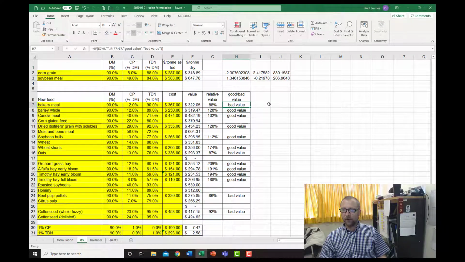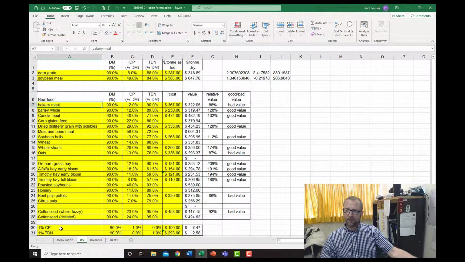I got the relative value and whether it's a good value or bad value here. You can see all the feeds I put in here. I change it around as I go. Again, these prices may not be accurate today. Some of these I haven't seen prices for in a while, but I just want to get a relative idea of what their values are.